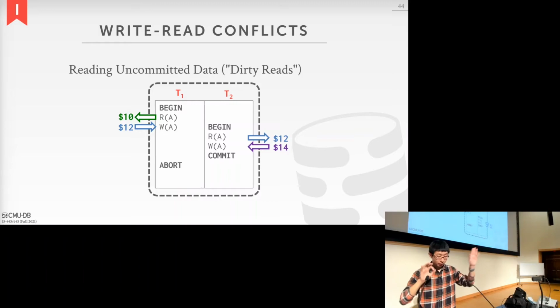But later on, if T1 aborts, then the database system ends up in an invalid state. Because T1 aborts, none of T1 should matter anymore. But what T2 did is read the value A and increment it by 2. If T2 were the only transaction in the database system, it could never reach this state. So this would be incorrect as well. It's called a dirty read or a write-read conflict. Make sense?